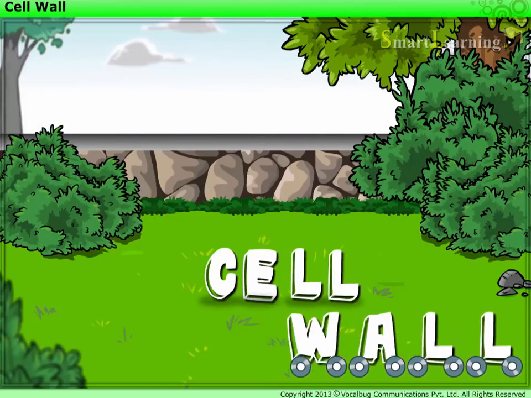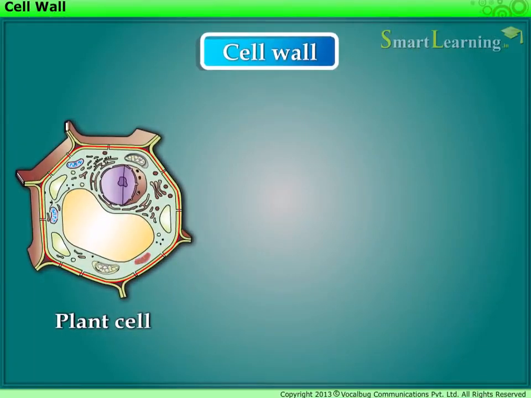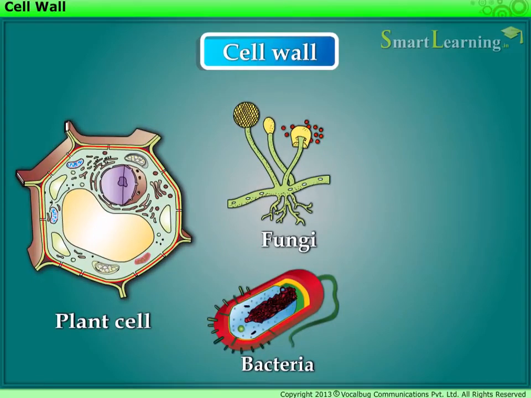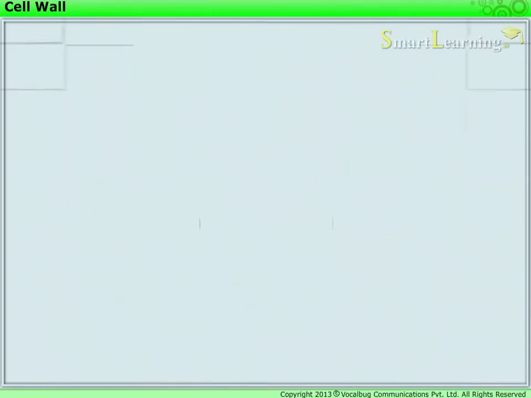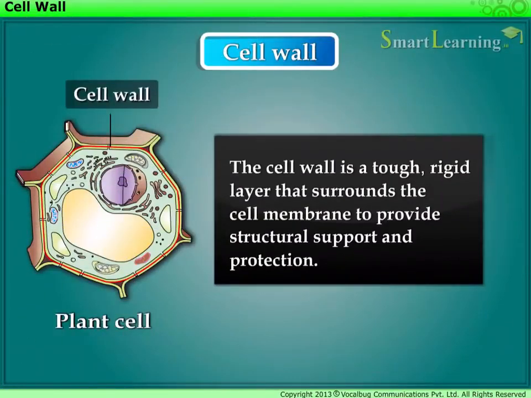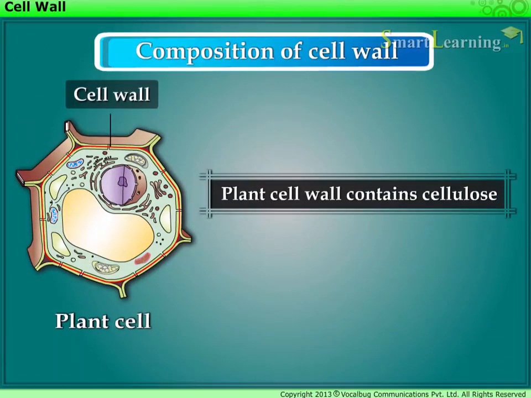Let us study about the cell wall. It is present only in a plant cell, fungi, and bacteria, while absent in an animal cell. The cell wall is a tough, rigid layer that surrounds the cell membrane to provide structural support and protection. It is mainly composed of a complex substance called cellulose, which provides structural strength.